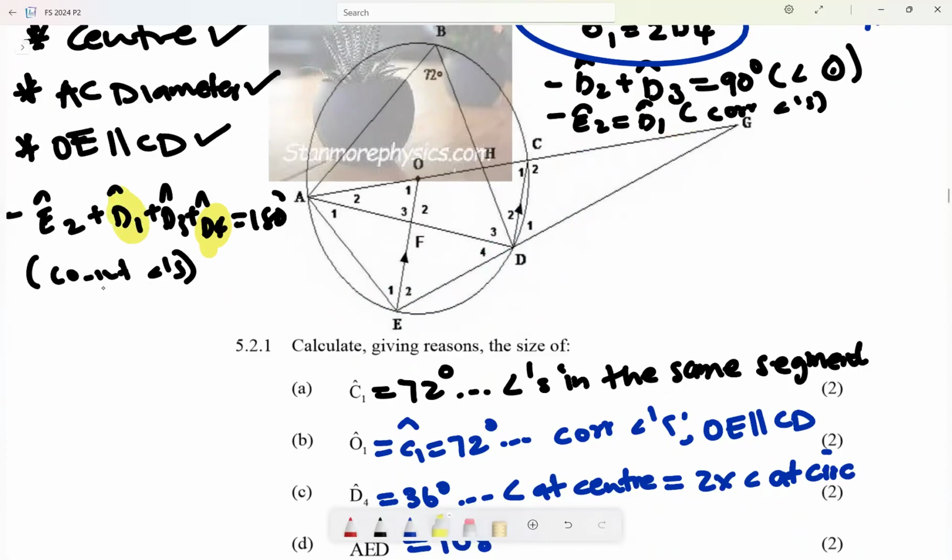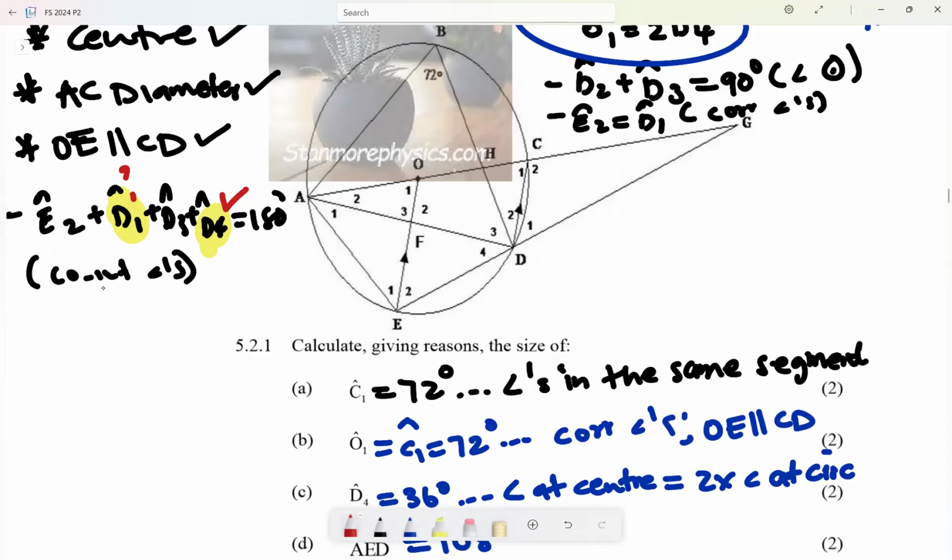Do I know E2? Okay, D4. I think D4 I have. Okay, this one I have. D4 I have. I'm looking for this one. D4 I have. E2 I don't have again. Can you see that? E2 I do not have. D3, do I have D3? No.